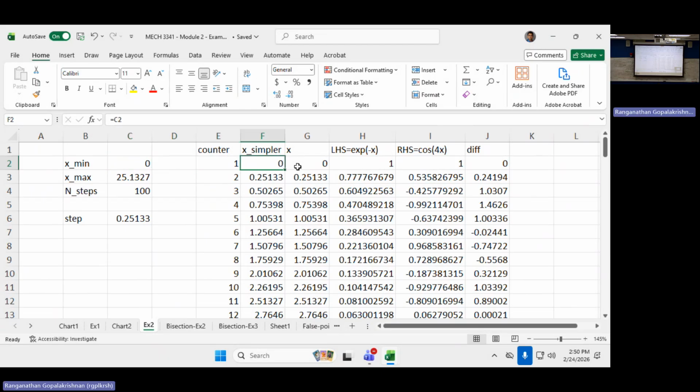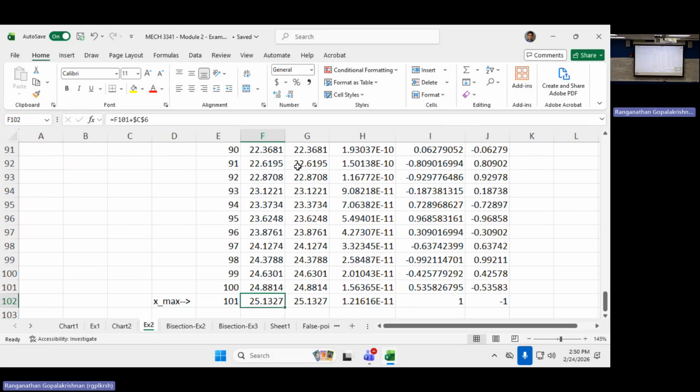So you start with the first value, add the step length to each value. So first step is 0.25, 0.50, 0.75, 1.00, and go on. And this goes until the end of the interval, which is 25. Okay, just creating an interval where I'm doing the graphing, nothing more than that.